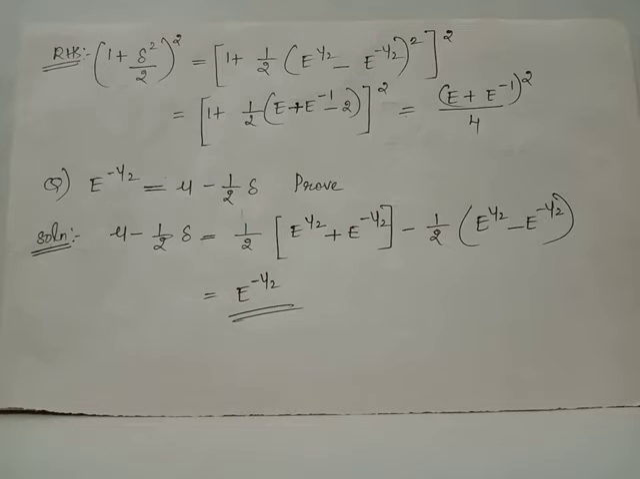RHS of the given expression to be proved is (1 + δ²/2)², where δ is the central difference operator, which equals e^(1/2) - e^(-1/2). Thus we have RHS rewritten in this way.